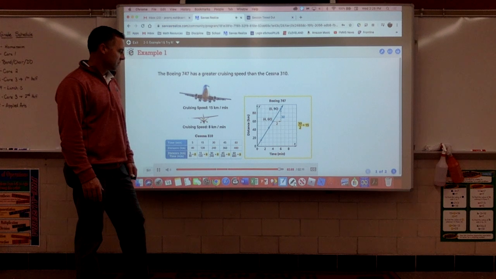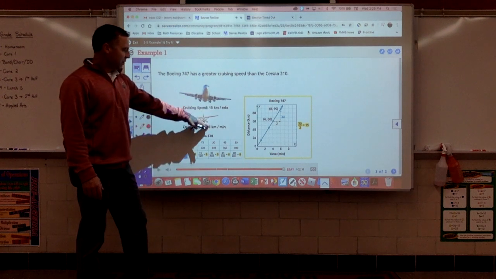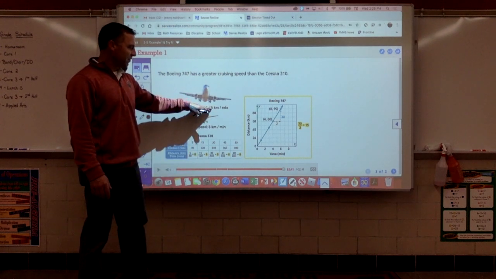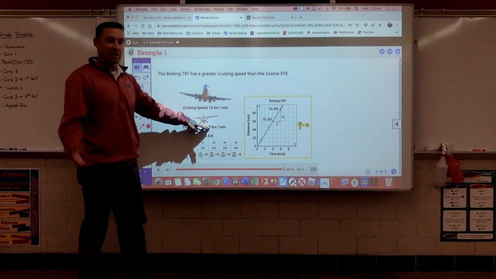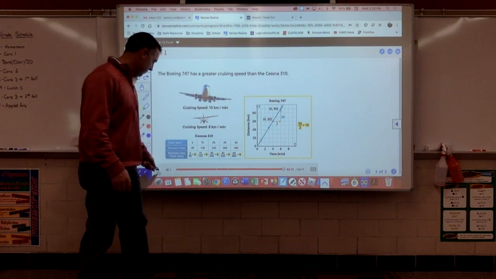The Boeing 747 has a greater cruising speed than the Cessna 310. We can see that by comparing the unit rates. This one's 15 kilometers per minute. This one's 8 kilometers per minute. Pretty easy to see which one is faster.